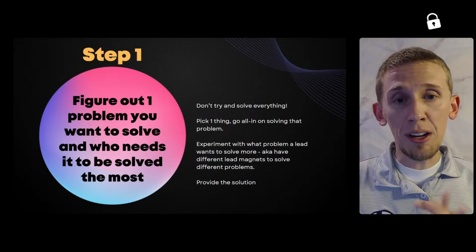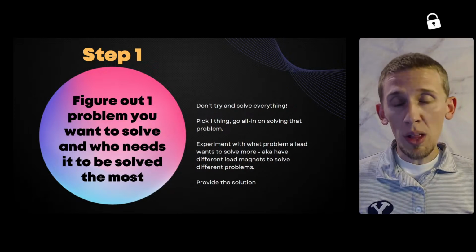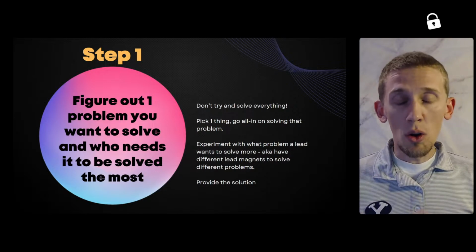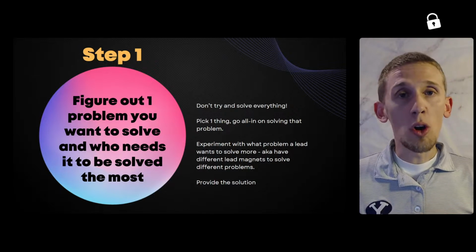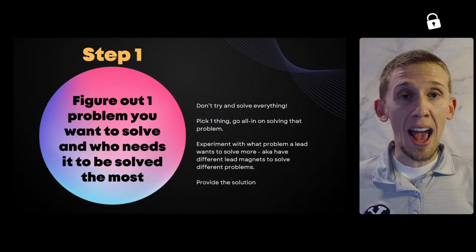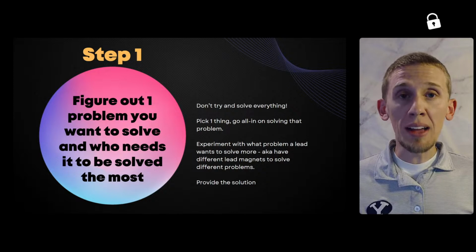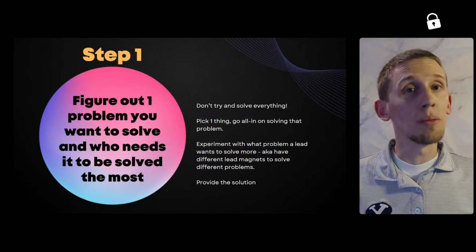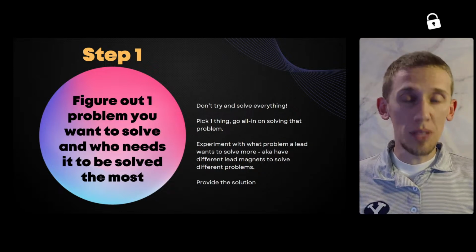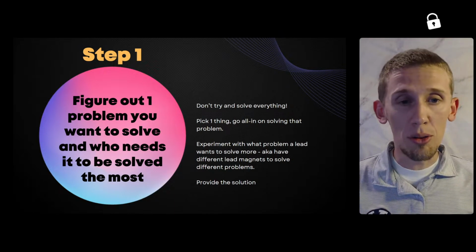So step number 1 is figure out one problem you want to solve and who needs it to be solved the most. Now, remember last week we talked about your why and figuring out how you want to coach and who you want to coach. Well, we're going to piggyback off of that and think, okay, who needs your goods or services the most? And what's one problem that they have that you can solve for them? The one thing that's really important to remember is your lead magnet is not meant to solve all of their problems. It is meant to solve one problem. It's supposed to help them move into your bubble, into your world, and then you're going to help them progress through that journey so they can solve all the rest of their problems.